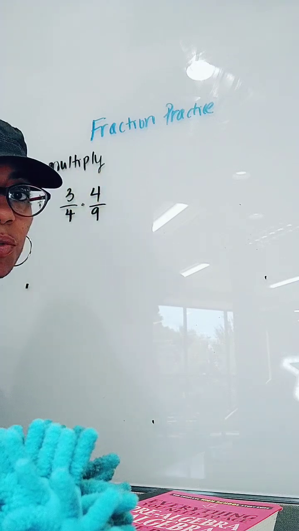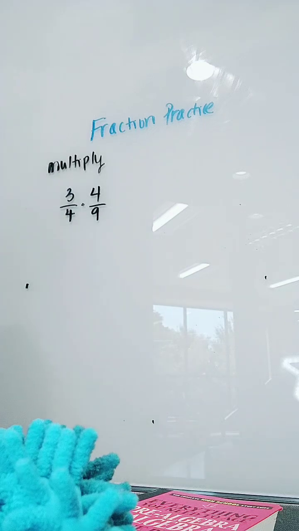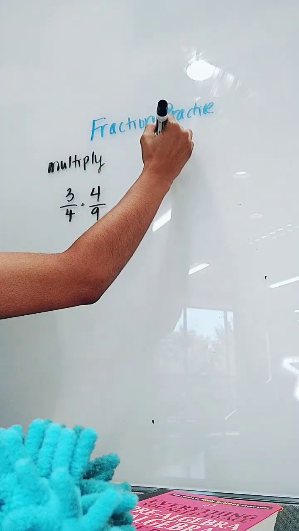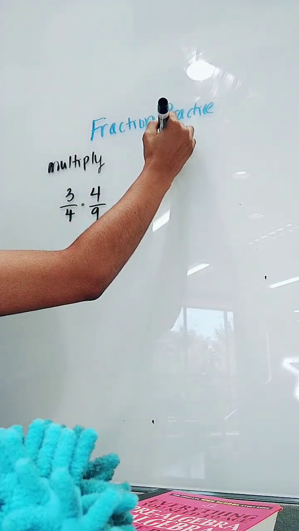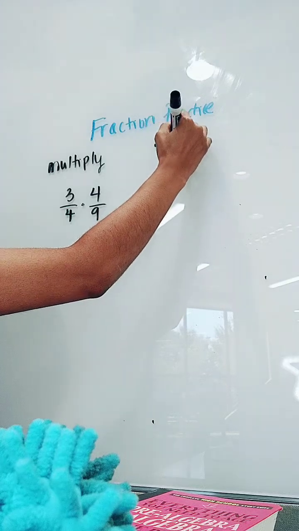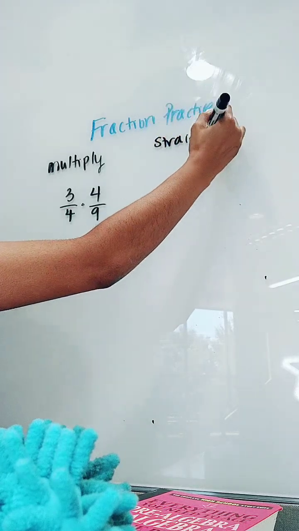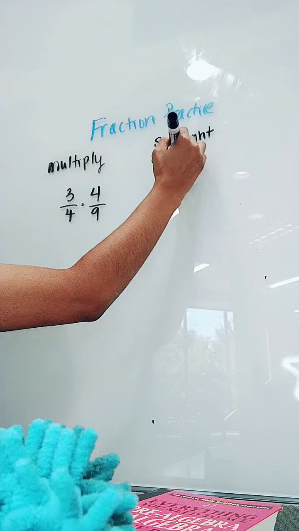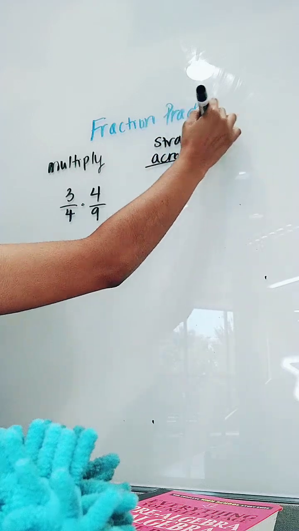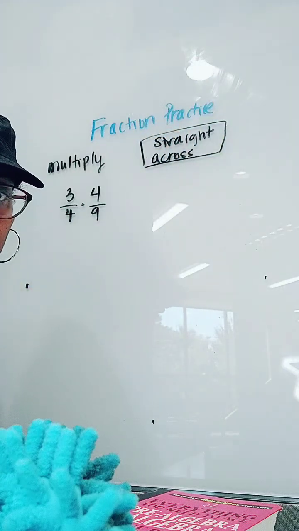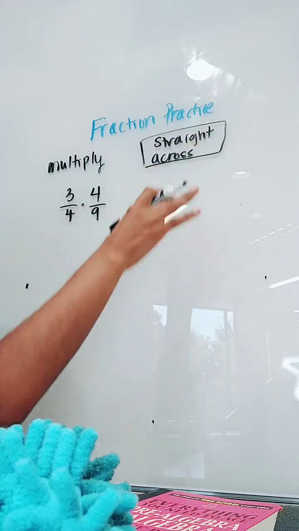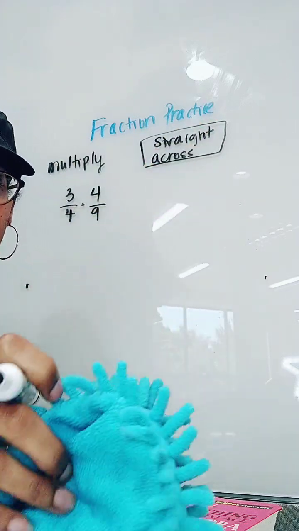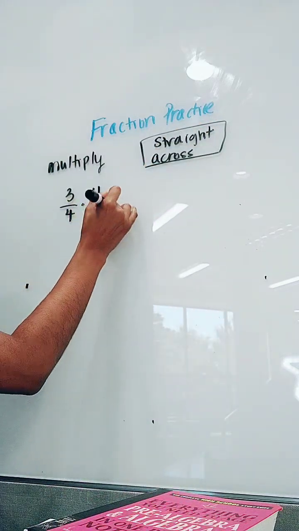So 3/4 times 4/9. When we multiply a fraction, the rule is to multiply top times bottom. So you're gonna multiply straight across. Okay, so the whole thing for multiplying fractions is that you're gonna multiply straight across. I know it's going at an angle. Y'all forgive me. Hey Alexis. Whenever you multiply, you go straight across.